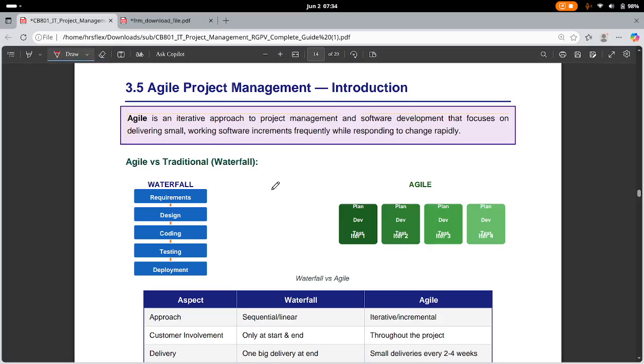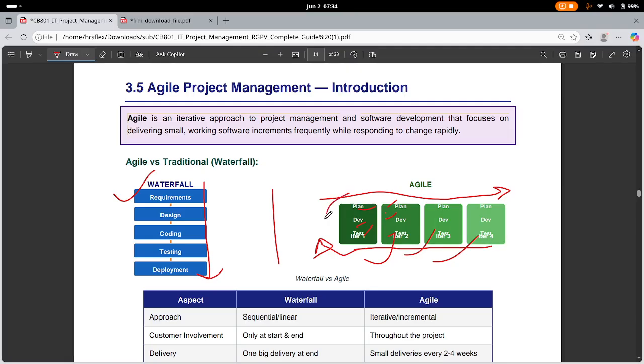So we have an analogy. We have the waterfall model: requirement, design, coding, testing, deployment. And here we have agile development: iteration 1, iteration 2, iteration 3. So it's like plan, develop, test, then plan, get feedback, then again plan, develop, test, get feedback. All of this is called agile methodology. You are not making the entire project in a single go. You are just making a few things, then asking for feedback. This is called agile methodology.